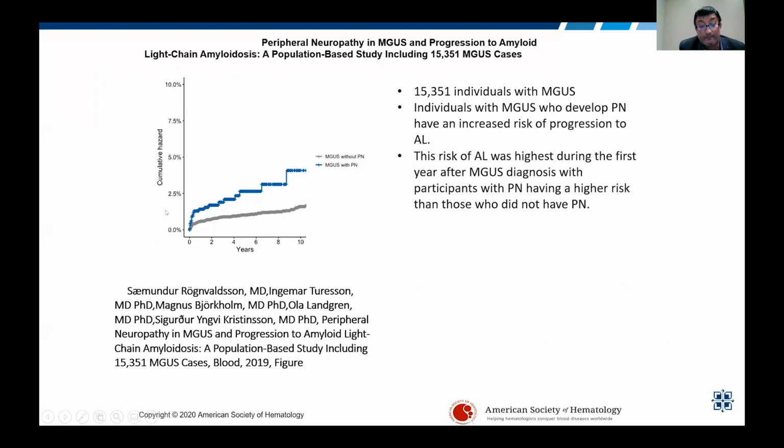So I think we have to really carefully look for all those patients with MGUS with neuropathy, with a proper evaluation, with EMG studies, the type of neuropathies they have, and the fat pad biopsy. At least we don't miss those cases, in view of this data, which involves more than 15,000 patients.